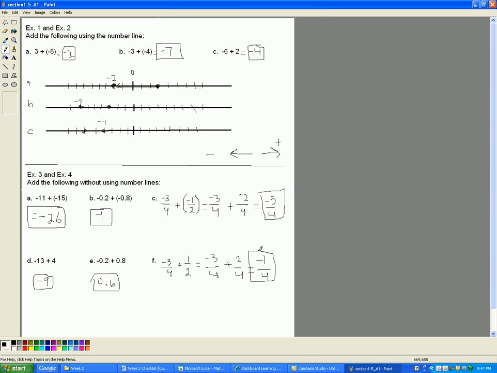Now that's it. You should be able to start on section 1.5. Good luck.